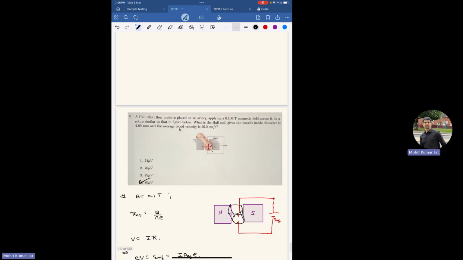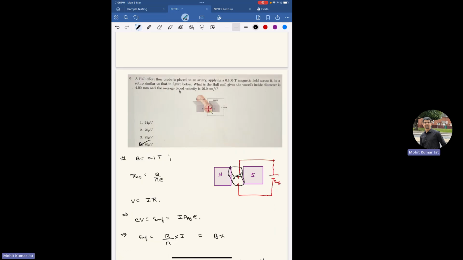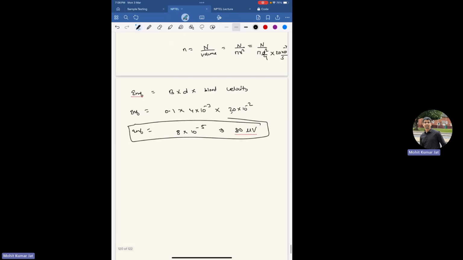Now in the next question, there is an artery which is clamped between two magnets, and they ask what is the EMF induced. EMF induced will be B times D times the blood velocity, and that gives 80 microvolt.